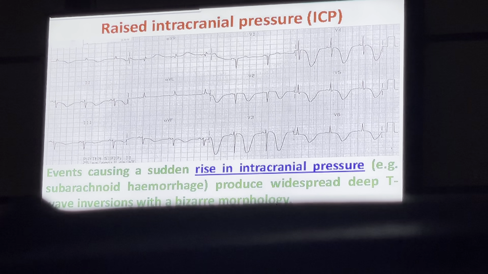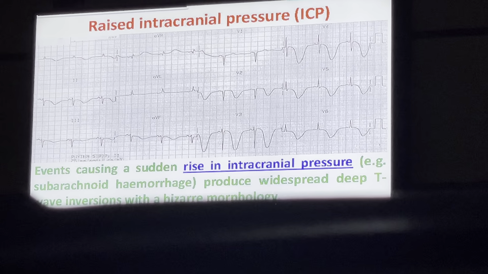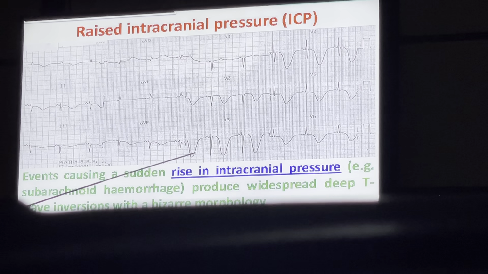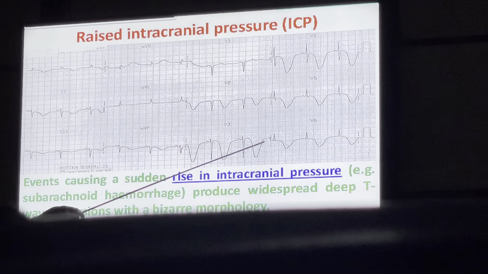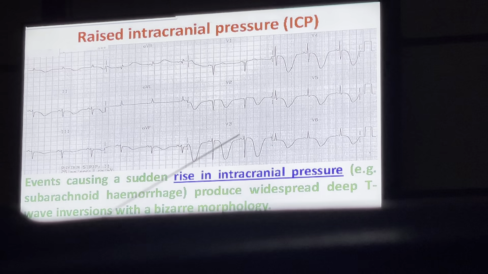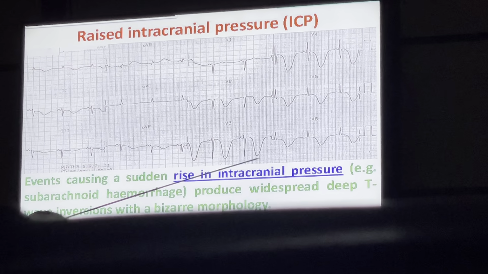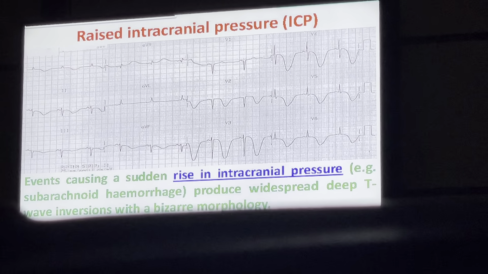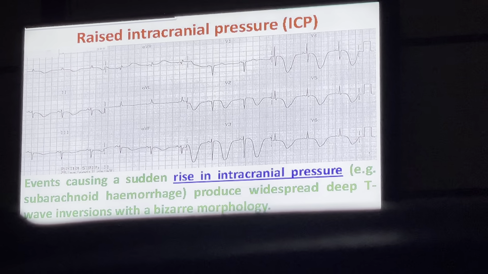Next, what is this? So when you see deep, broad T wave inversion along with prolonged QT interval, these are not due to a cardiac cause most of the time.